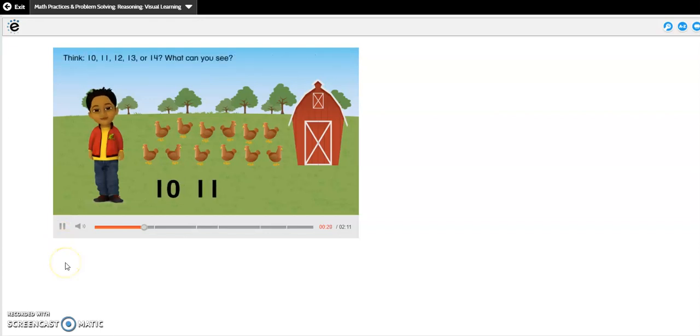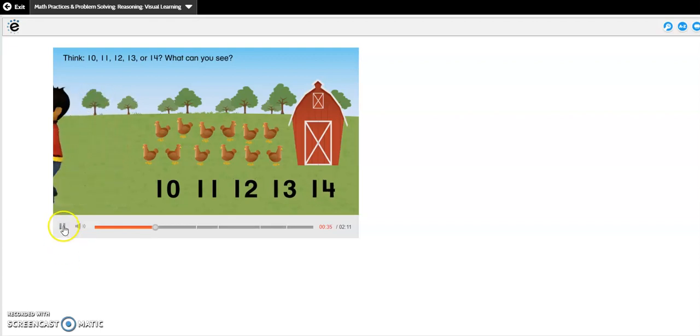Think 11, 12, 13, or 14. What can you see? Okay, so what can we see? Which hens can we see already? The ones that are outside the barn or the ones that are inside the barn? It looks like we can see the ones outside. So let's see if we can count them. We can use any counting strategy we want. 1, 2, 3, 4, 5, 6, 7, 8, 9, 10, 11, 12. It looks like there are 12 hens outside the barn.